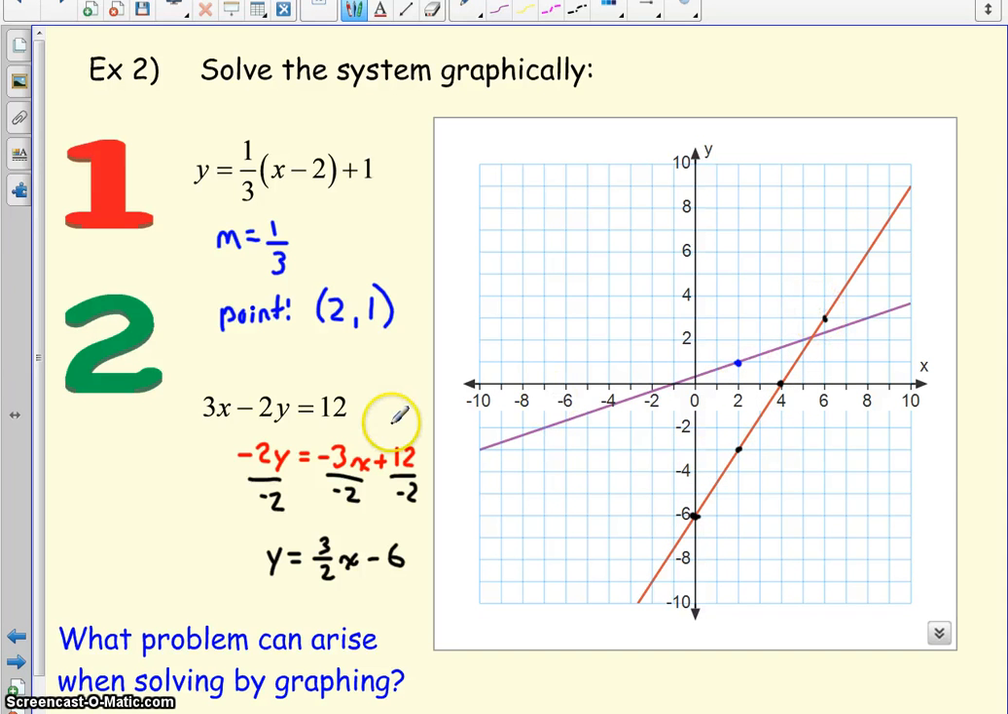Now, the one problem that you might see here is that the point of intersection is around here. This is not a nice point to read on the graph. And you might think, oh, maybe it's the grid that I'm using that's not very clear. Well, let's take a look at a better graph on Desmos and see what the actual point of intersection is.